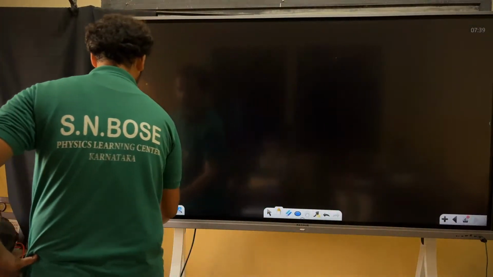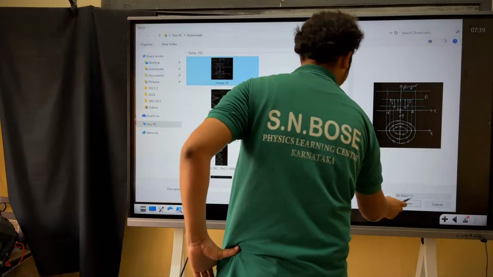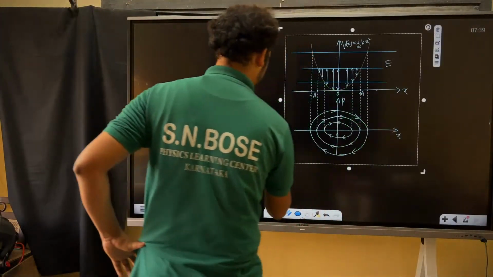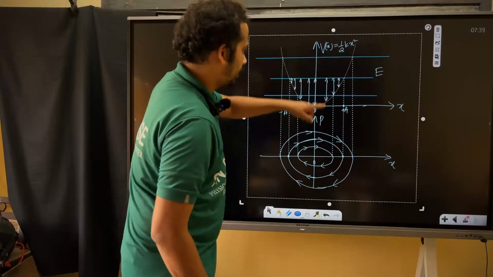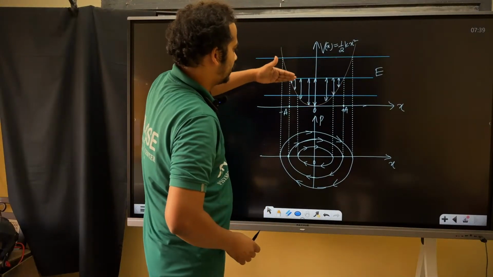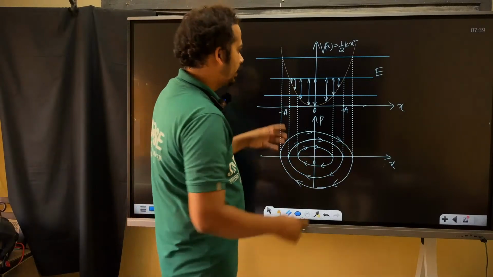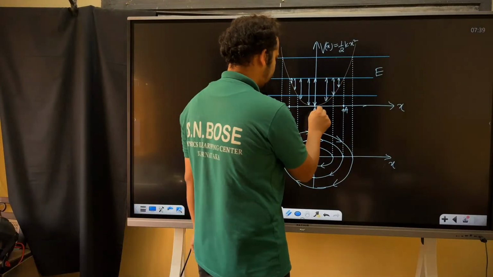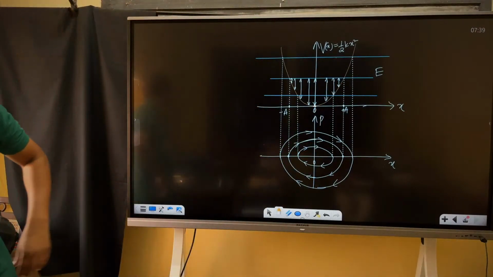Like this I have drawn here. Are you getting the point? This is your potential energy. If you keep on decreasing the energy, what will happen? It will become a smaller and smaller ellipse, and it will shrink to the point of stable equilibrium, the potential minimum. That observation you need to make.